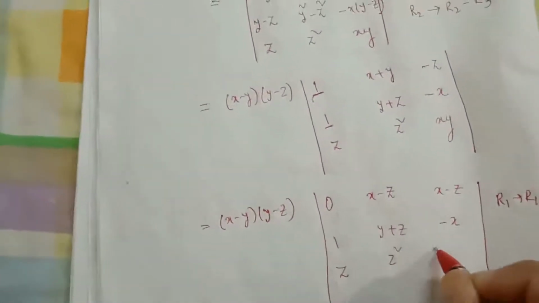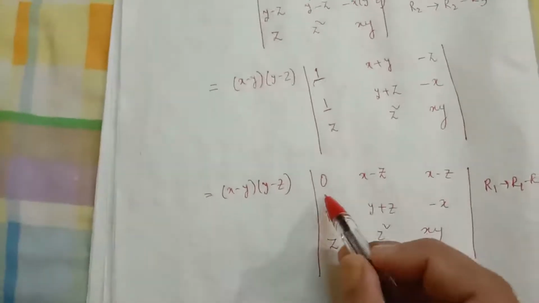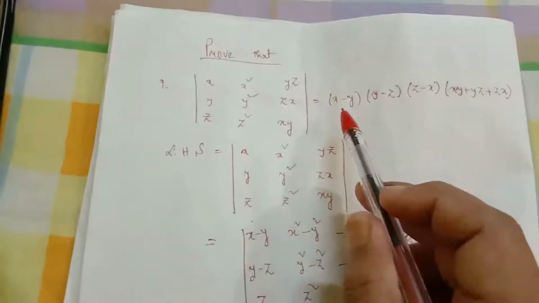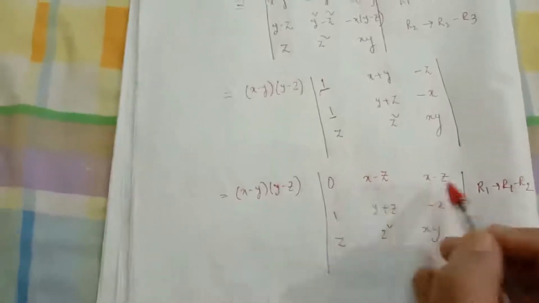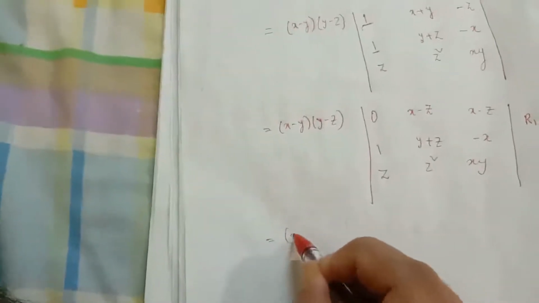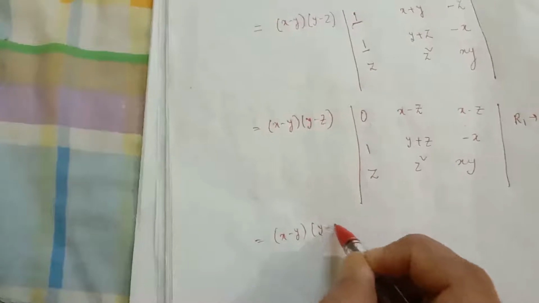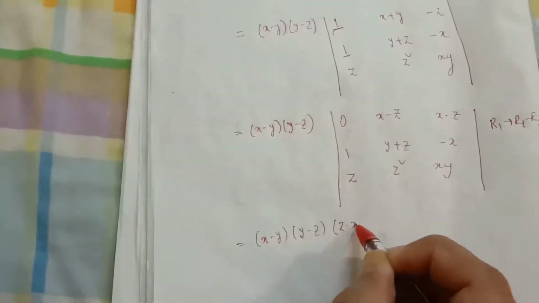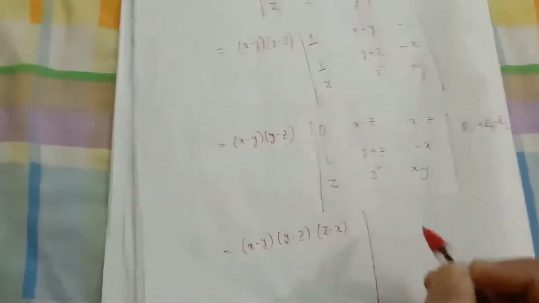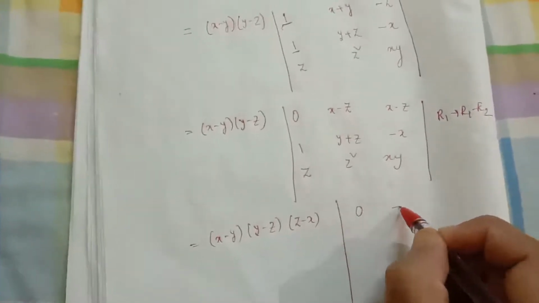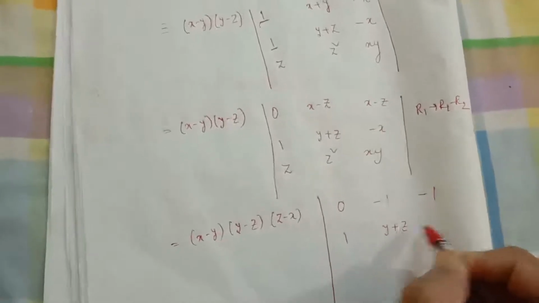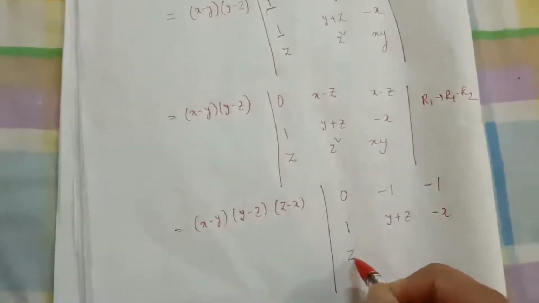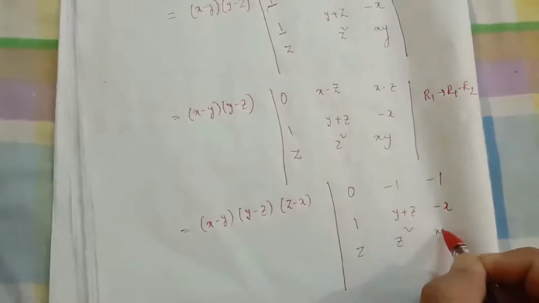Z square, xy. Again you can see x minus z we can take common, as we have to prove. You can see the right hand side is x minus y, y minus z into z minus x into this. So let us take z minus x common. x minus y, y minus z, z minus x. So our first row will now be 0, minus 1, minus 1, 1, y plus z minus x, z square, xy.